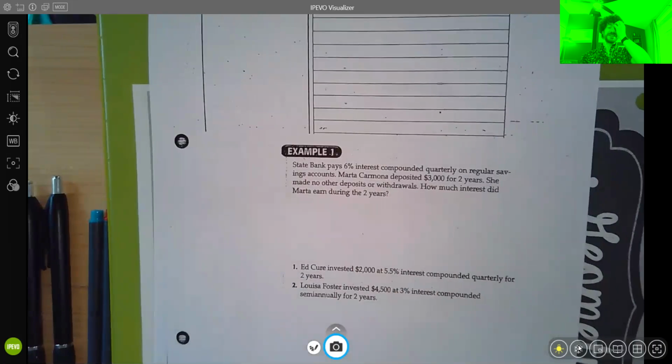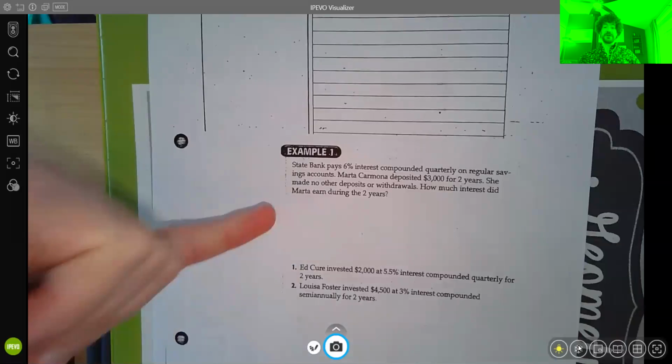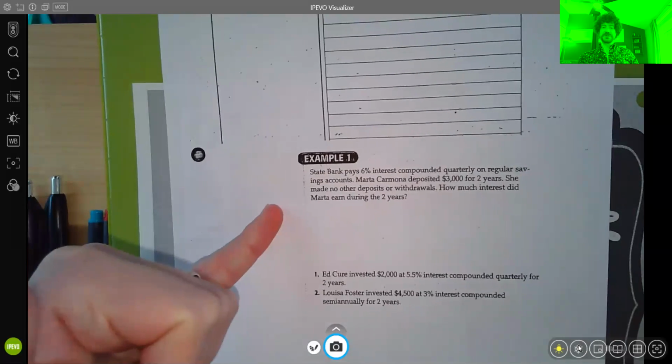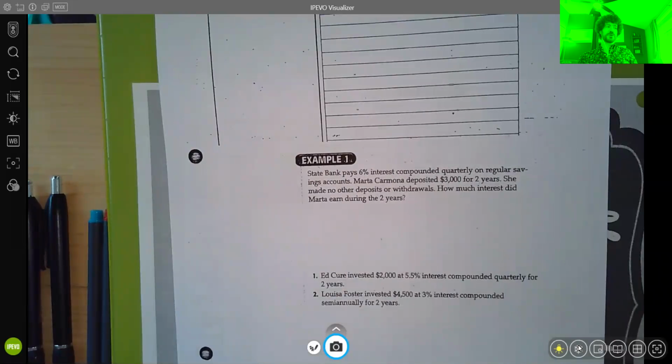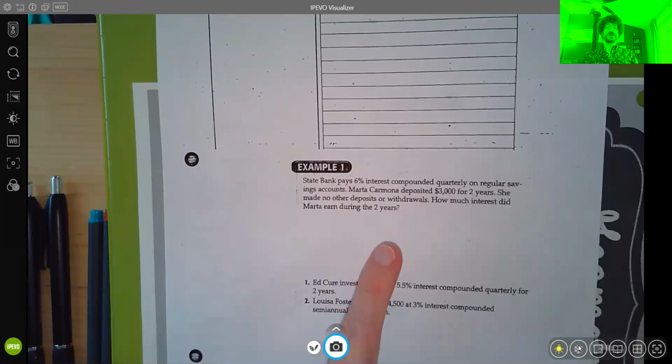Now, here's the problem with that. If we were to use what we did yesterday, this problem would take a really long time. Even the ones that we did yesterday, where it was quarterly for a year, we had to do 4 separate calculations for interest. Now this is 2 years quarterly, so 4 quarters for the first year, 4 quarters for the second year. We were looking at 8 calculations total, which would be a little bit annoying to have to do for one problem.